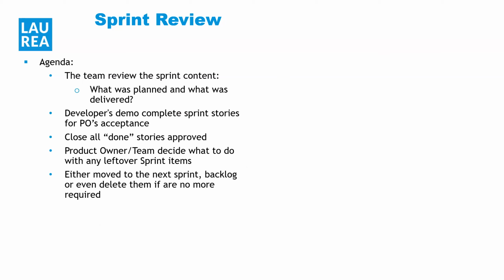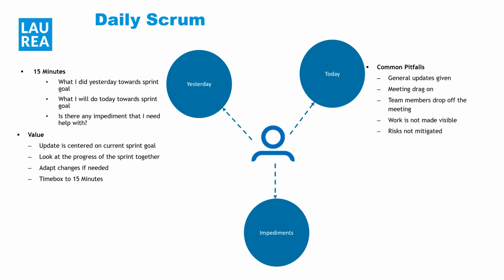So the sprint review, at the end of the sprint, the team reviews the sprint content, what was planned and what was delivered. Developers or team members demo completed sprint stories for PO's acceptance, closed or done stories approved, and PO or team decide what to do with the leftovers, called spilled over. So they'll normally be moved to the next sprint automatically if you want. And then daily Scrum, already mentioned.